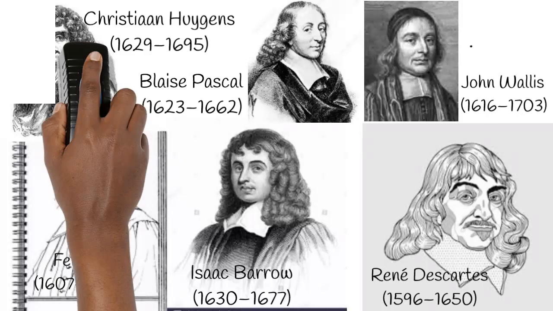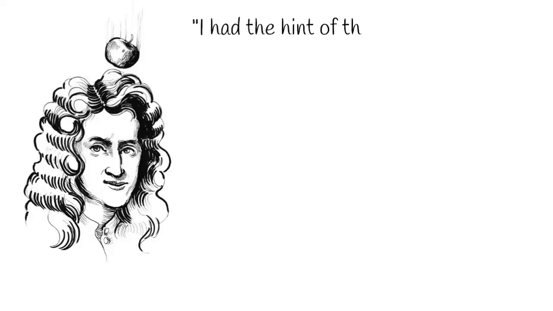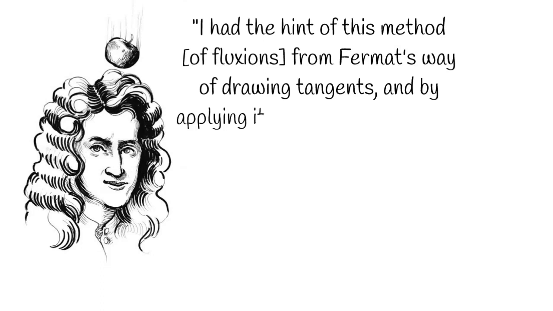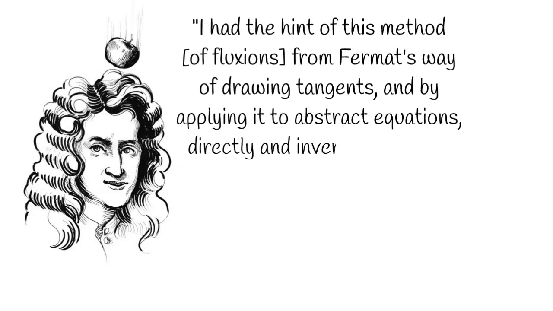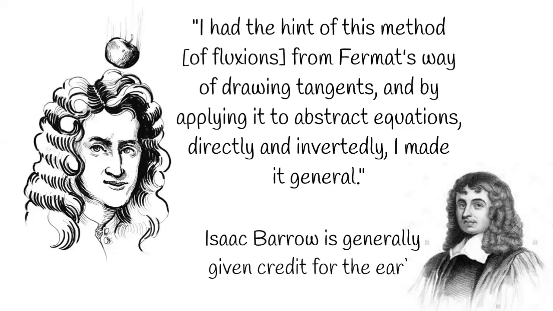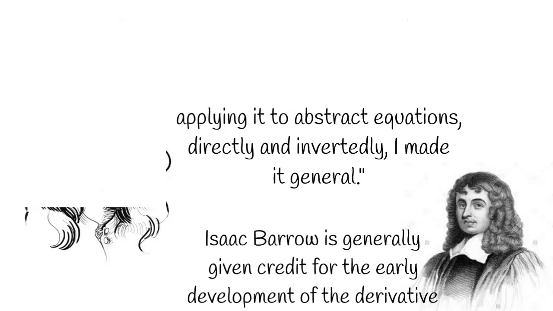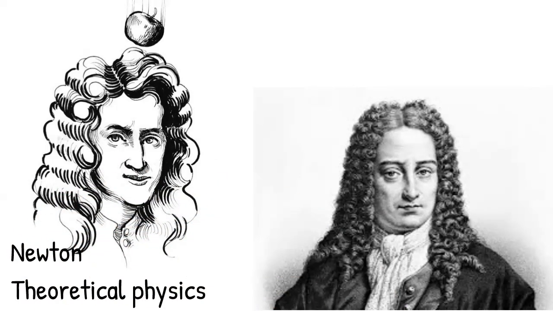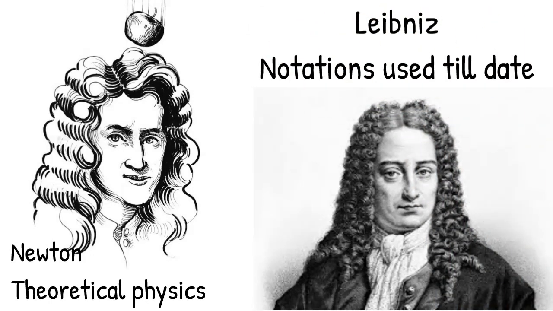Regarding Fermat's influence, Newton once wrote in a letter that "I had the hint of this method of fluxions from Fermat's way of drawing tangents, and by applying it to abstract equations, directly and invertedly, I made it general." Isaac Barrow is generally given credit for the early development of the derivative. Nevertheless, Newton and Leibniz remain key figures in the history of differentiation, not least because Newton was the first to apply differentiation to theoretical physics, while Leibniz systematically developed much of the notation still used today.